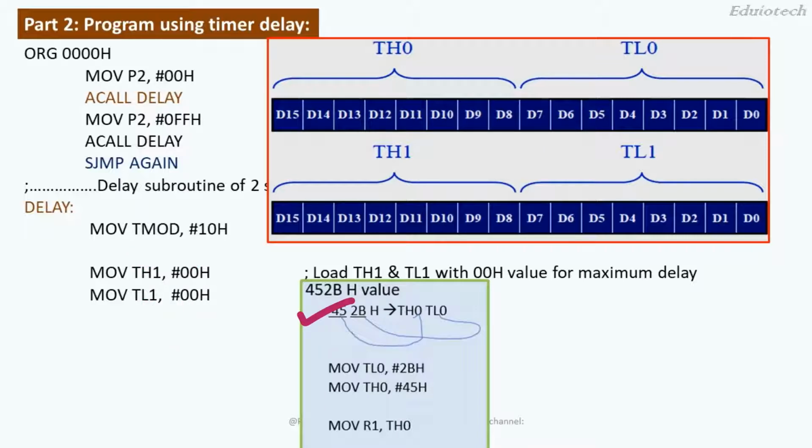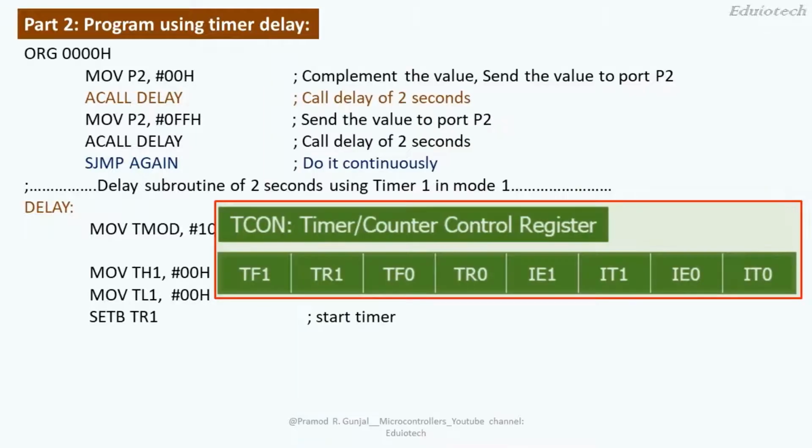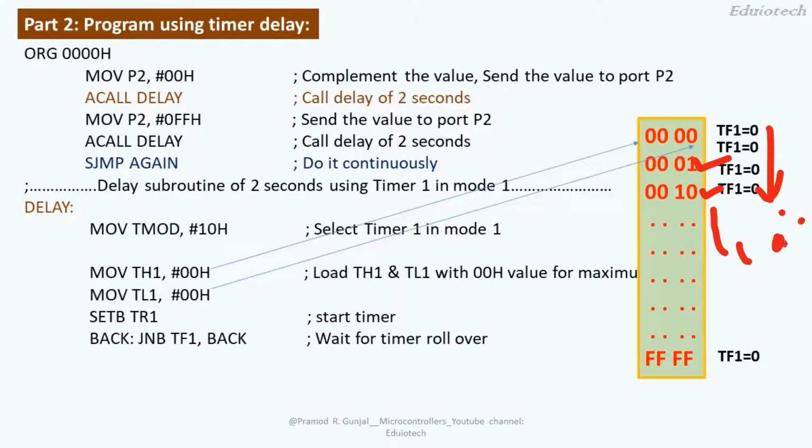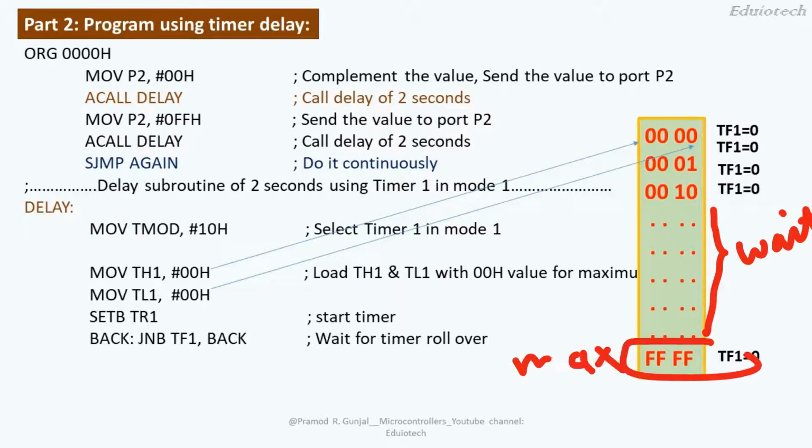After loading the initial value to the timer, start the timer by the software instruction set bit TR1. Look at the format of the timer counter control register. All the software control bits are available in this special function register. Now your timer has started incrementing each value one by one. Now we will wait here till the timer reaches the maximum value.